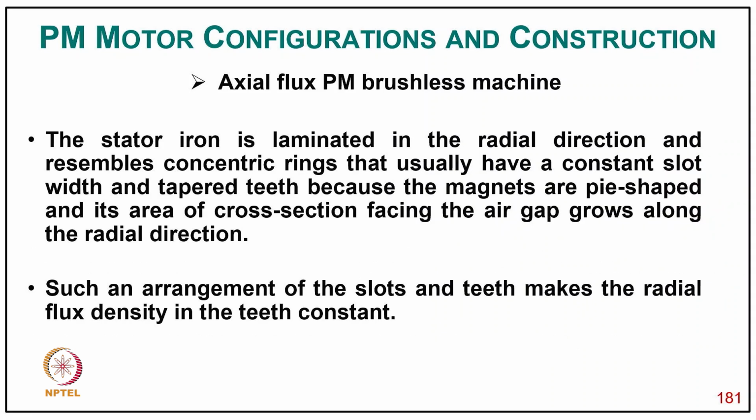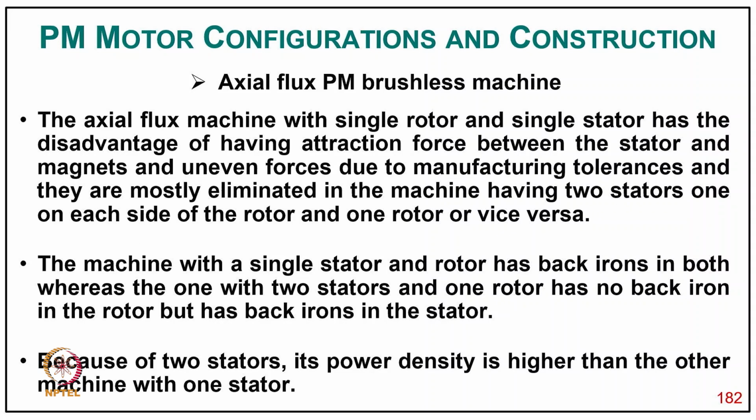So stator iron is laminated in the radial direction and resembles rings that usually have a constant slot width and tapered teeth, because the magnets are pre-shaped and the area of cross section faces the air gap in the radial direction, and such an arrangement of slots and teeth makes the radial flux density in the teeth constant. So an axial flux machine with a single stator and single rotor has the disadvantage of an attraction force between the stator and magnet. Even the forces due to magnet manufacturing tolerances are mostly eliminated in the machine having two stators, one on each side of the rotor, and vice versa.